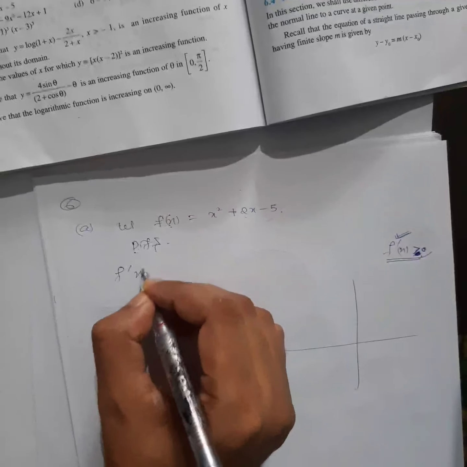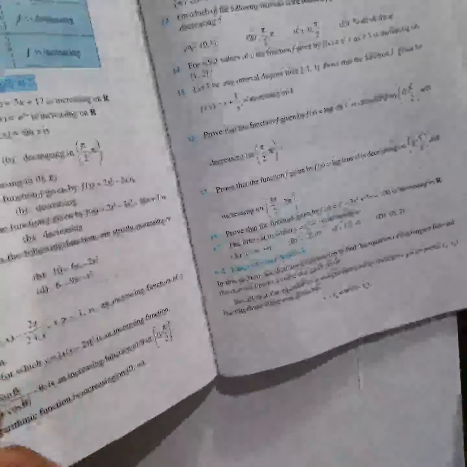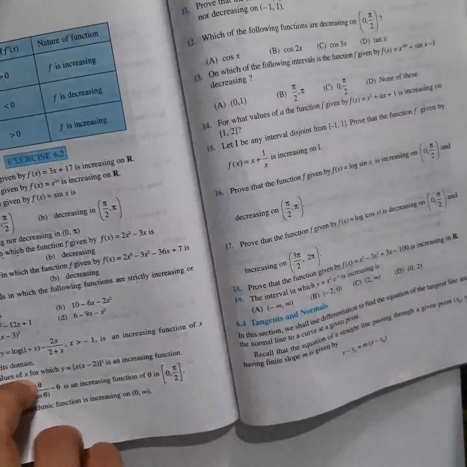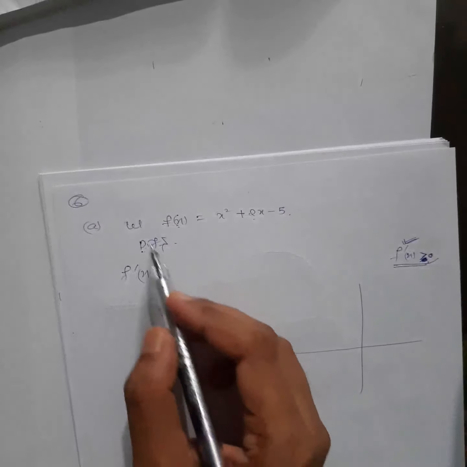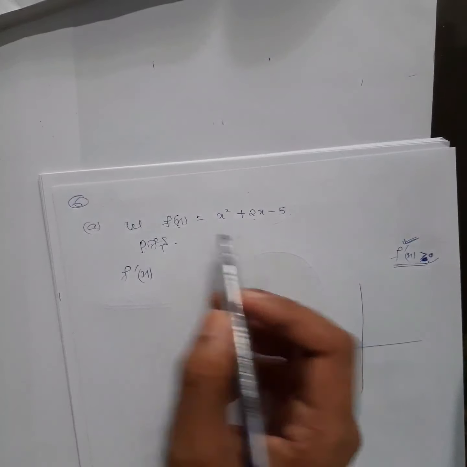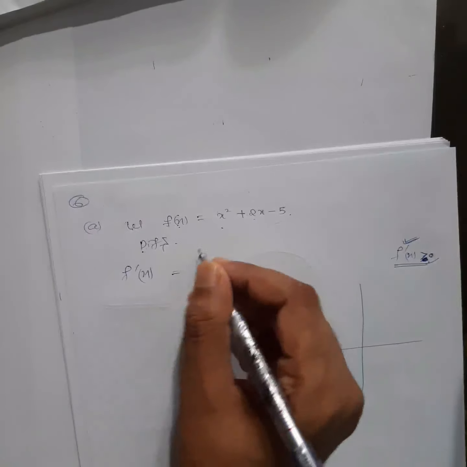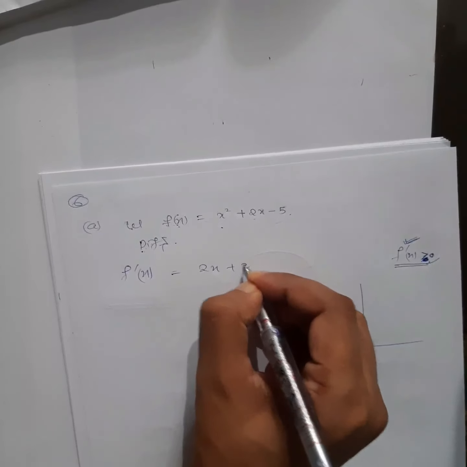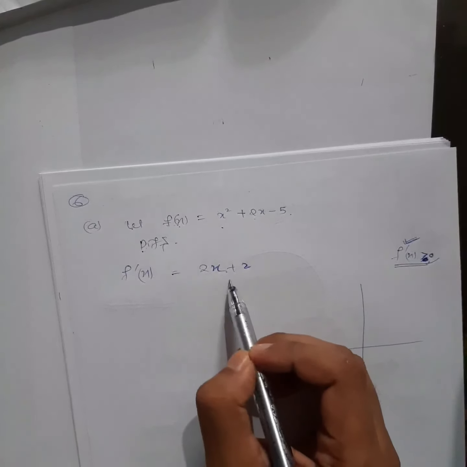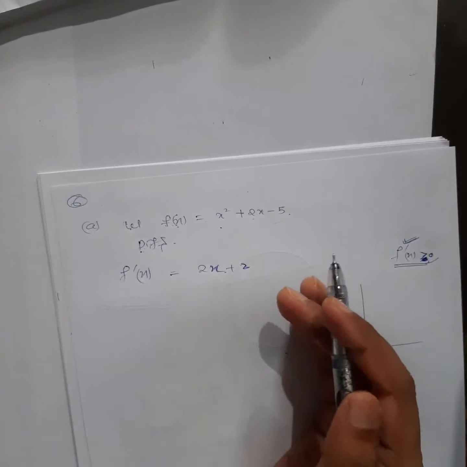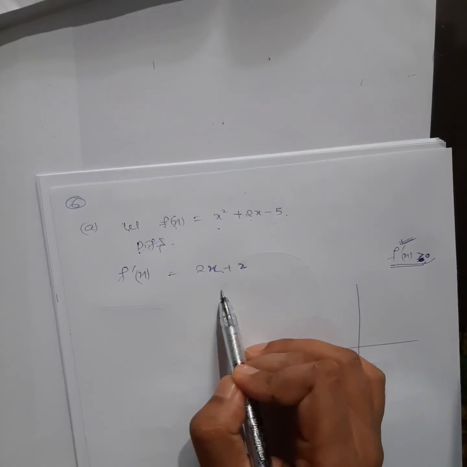So f dash x. Now in your question they have not given f of x. It is given only x square plus 2x minus 5. So that's why in your answer I have written here, let f of x equal to this. Okay, so you can mention it like this. After that, f dash x is equal to 2 times x plus 2. Okay, so in this case also, see, in the previous question I didn't find the critical point and directly did it. In this case also you can do it directly.